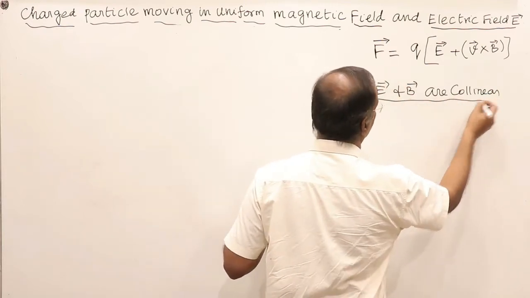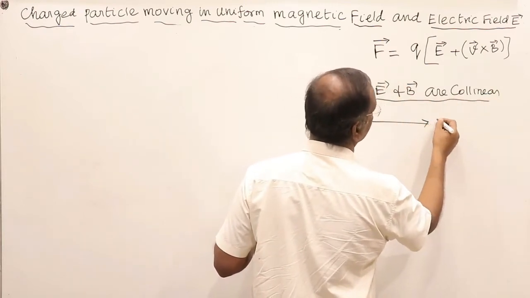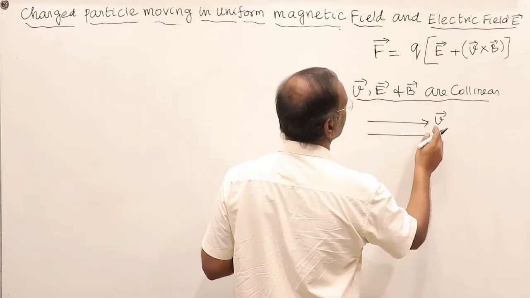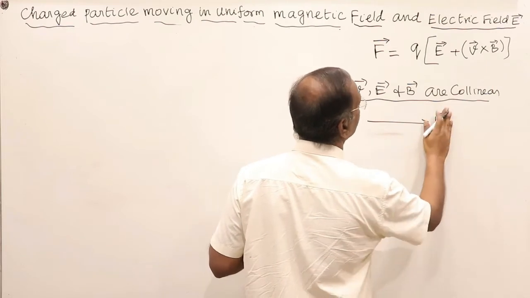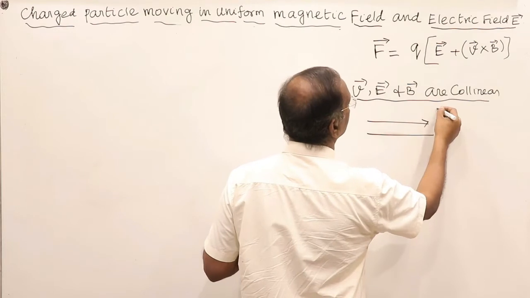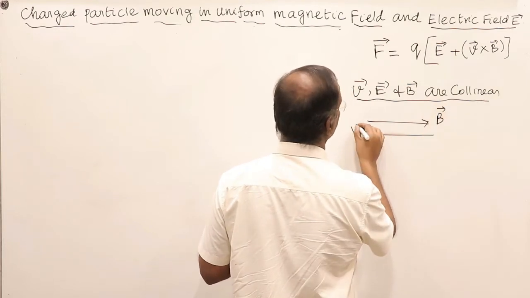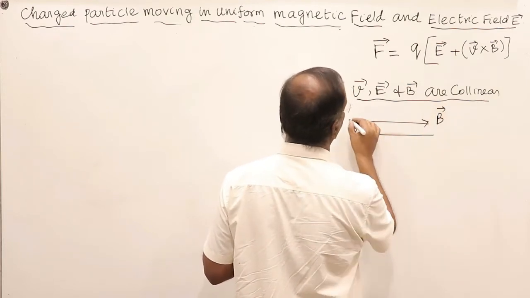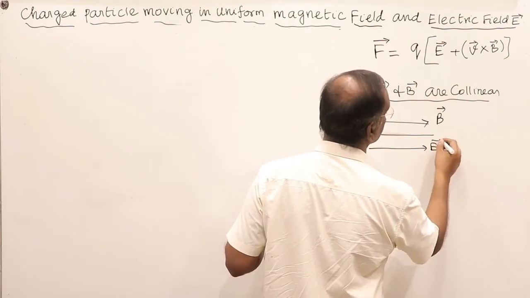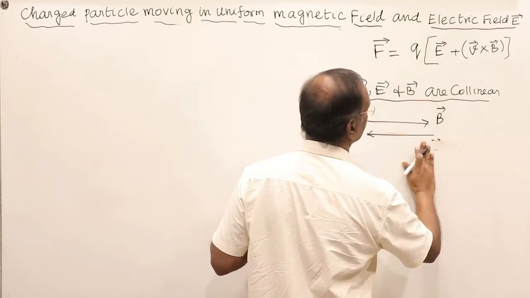If it is collinear, means what? Either this is the velocity of the particle and this is the magnetic field, or this is the velocity of the particle and this is the electric field. So first we will deal with the magnetic field.